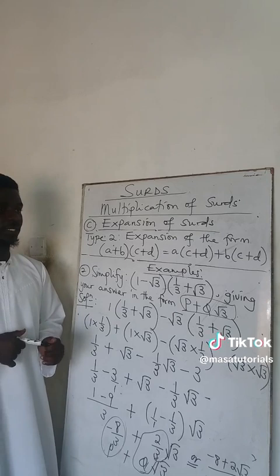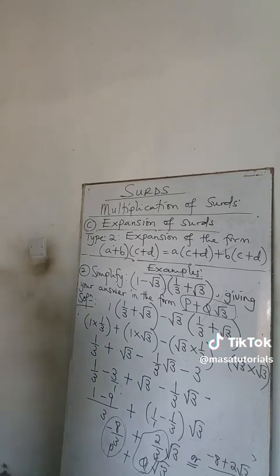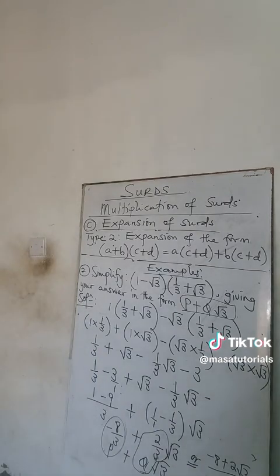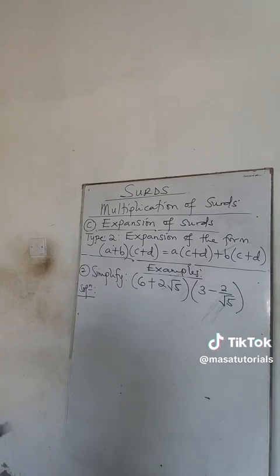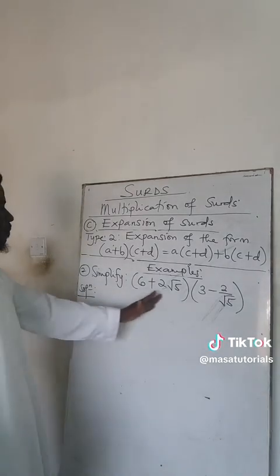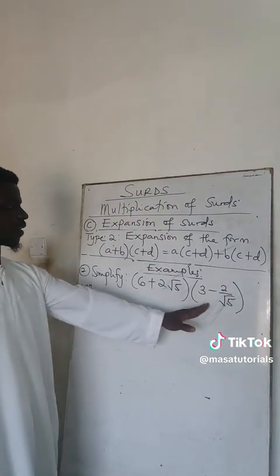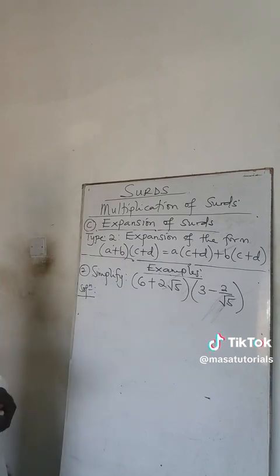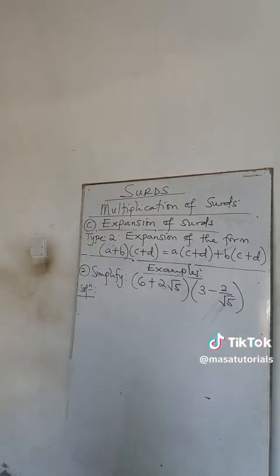Let's see question 3, the next example. Let's see this one. Simplify 6 plus 2 square root of 5 times 3 minus 2 square root of 5.